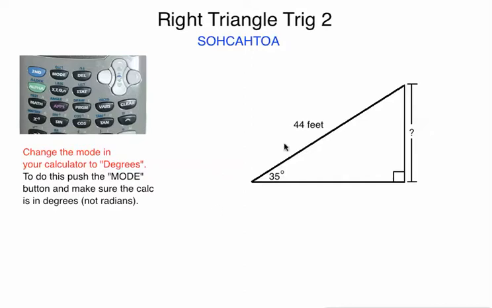This video is about finding missing side lengths if you're given one side length and a degree measure. If you have one degree measure, of course, you can always find the other degree measure. So we know that the angles in a triangle add up to 180. So if we have one angle that is 90 and one that is 35, then our last angle would be 55.